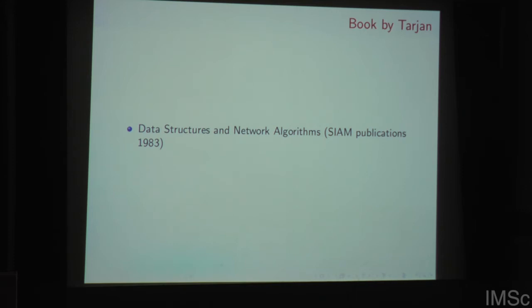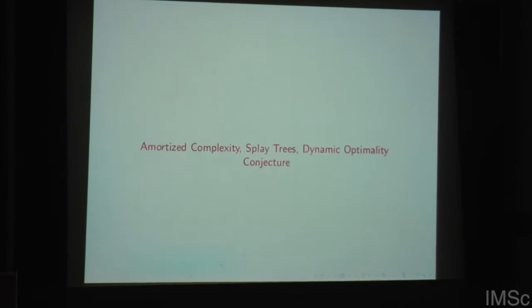So what I'm going to spend the next about 15-20 minutes on is to take a little deeper look into Tarjan's work on amortized complexity, splay trees, and in particular, there is an open problem, the dynamic optimality conjecture. Many of these are taught in the first or second course in algorithms. Some of you might have taught them, and so you may know this, but hopefully you will get something new here.